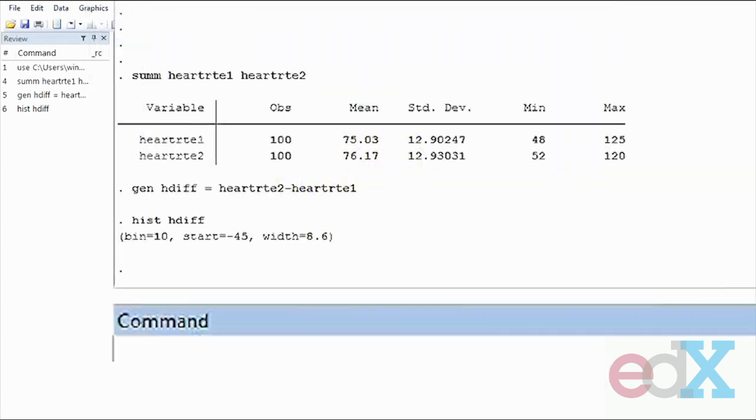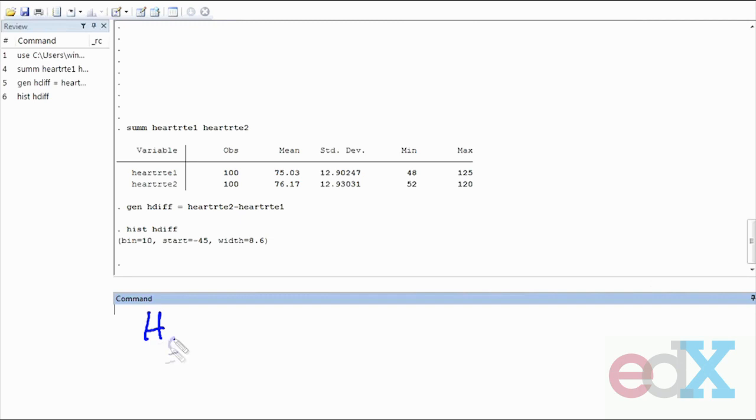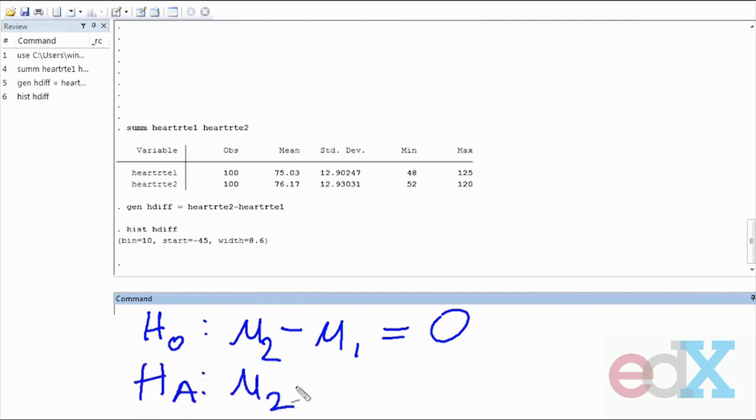So the next thing we want to do is we're actually going to perform a hypothesis test. Now before we do that, we should probably write down our null and alternative hypothesis. So our null hypothesis, H0, simply that the mean at exam 2 minus the mean at exam 1 is equal to 0. And the alternative, we're going to do a two-sided test, is simply that it's not equal to 0. So that's our null and alternative hypothesis.